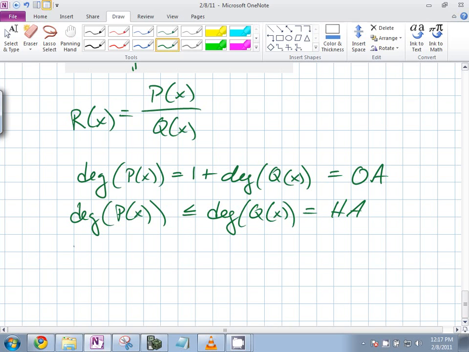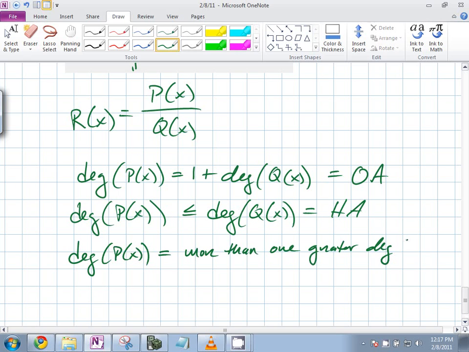If the degree of p of x is more than 1 greater than the degree of q of x, what do you think happens? I'll give you a hint: no oblique or horizontal asymptote. In this case, you would actually have a bent asymptote. Are we concerned about those? No, we're not concerned about those. You'd have an asymptote that looks like a parabola. Right now, all of our asymptotes are going to look like what? Straight lines. Is that enough for us to deal with?